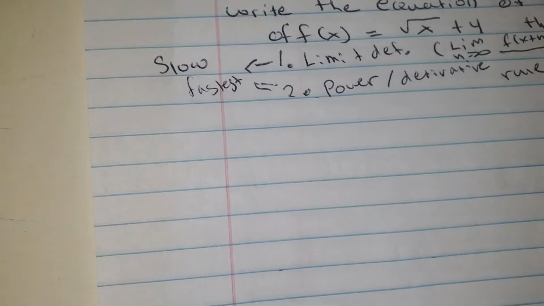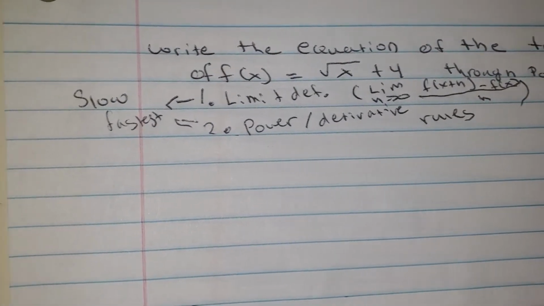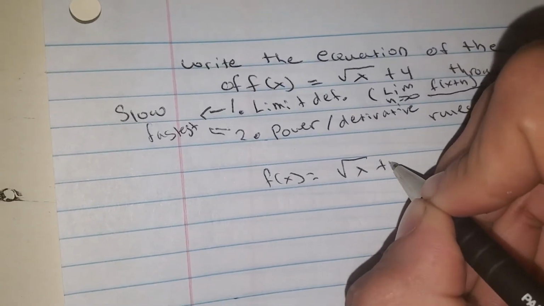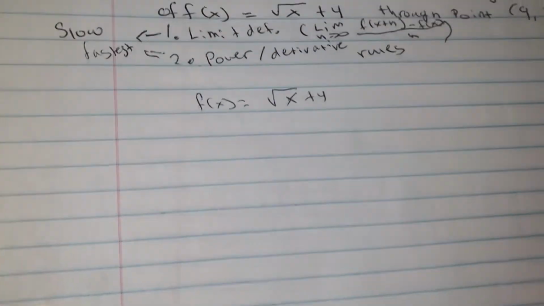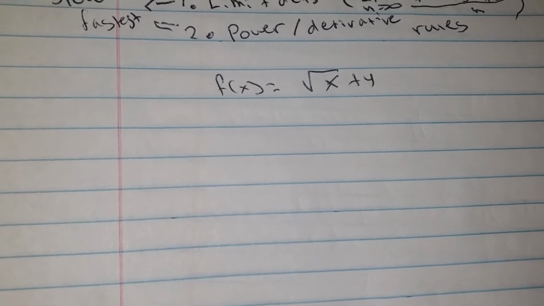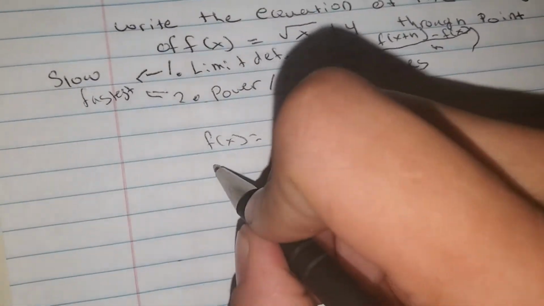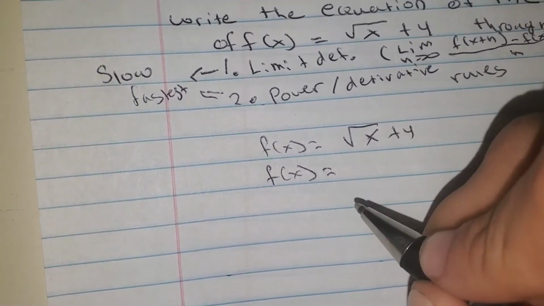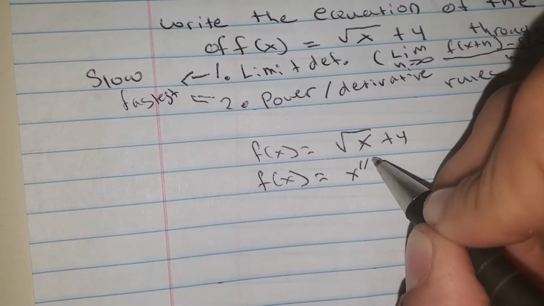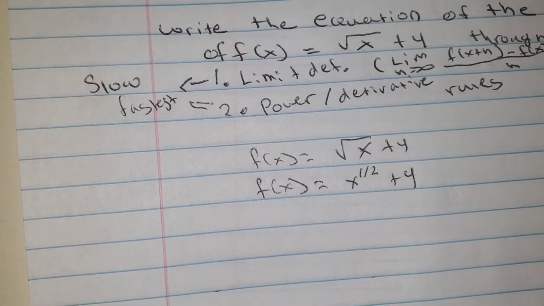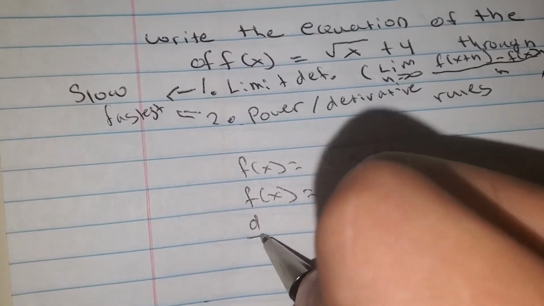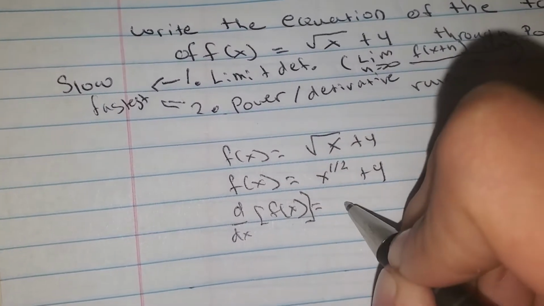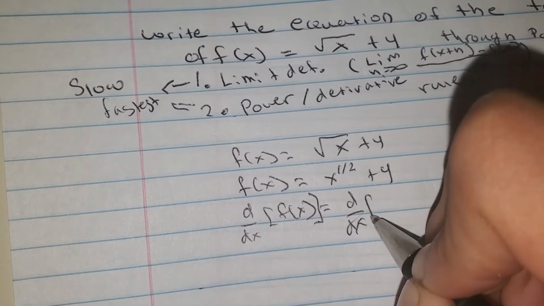Okay. So we have f of x is equal to root x plus 4. Before we take the derivative, the easiest way to do this is to change this root x into x to the 1/2. So we have x to the 1/2 plus 4. Taking the derivative on both sides.